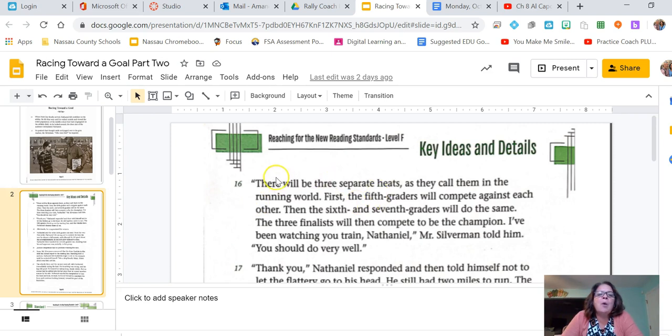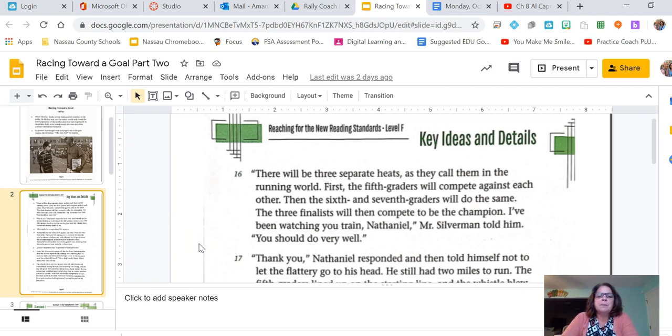I want to stop right here because I want to talk about this paragraph. It has quotation marks. And whenever you have someone talking back and forth in a story, that is called dialogue. And the quotation marks indicate what one person is saying. So from the beginning of the sentence all the way to where it ends, Nathaniel, that's Mr. Silverman talking. So these are his words. And then there's another line of dialogue that Mr. Silverman is talking about. So whenever you have two or more characters talking to each other, they use quotation marks and it's called dialogue.